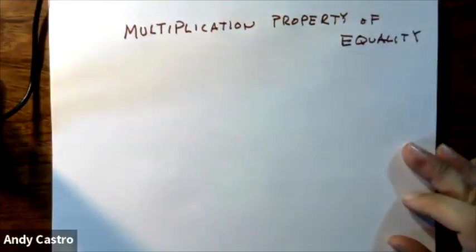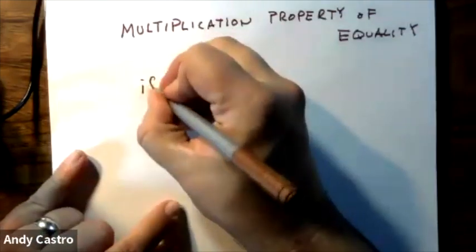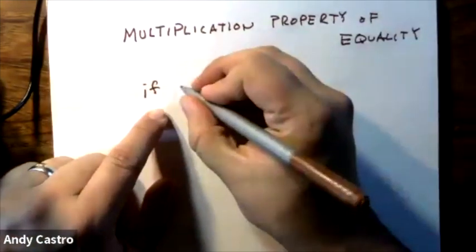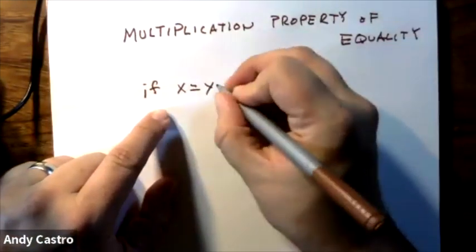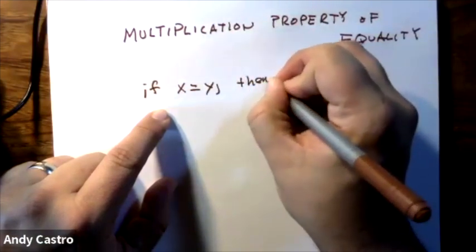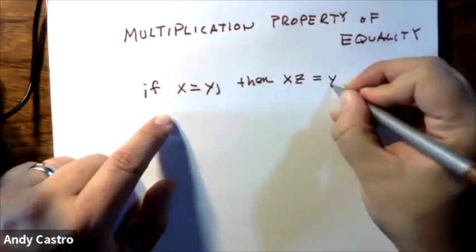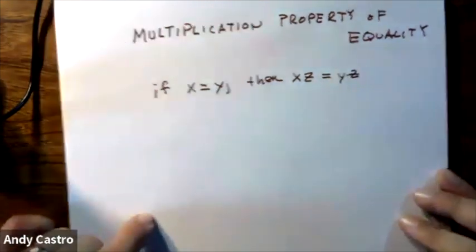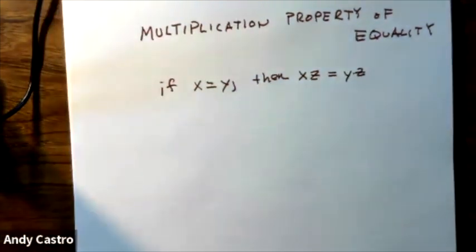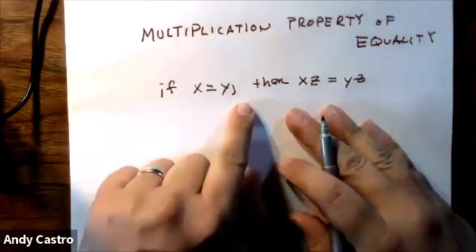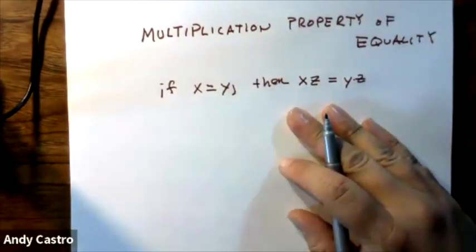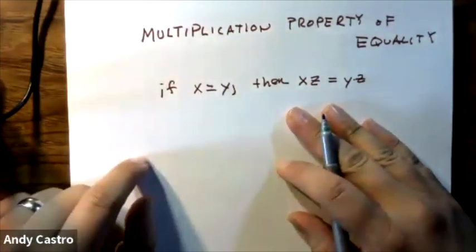Okay, multiplication property of equality. If x is equal to y, then x times z is equal to y times z. I'll use the same numbers as I did before, but this is the same concept as addition, but as it relates to multiplication.